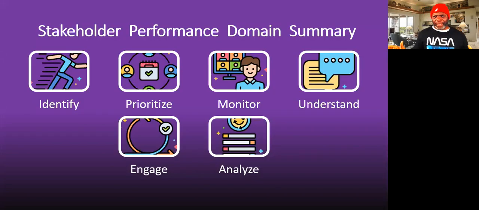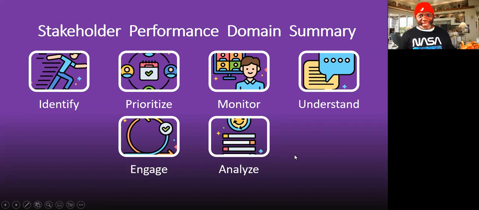First domain is stakeholder. This is obvious to anyone who's read the 6th really well. You identify the stakeholders, you prioritize which ones to focus on, you monitor them, you take time to understand them, you engage them, and you analyze them. That's the first domain. That's the summary. Let's not get into the minutiae about the tools and stuff.